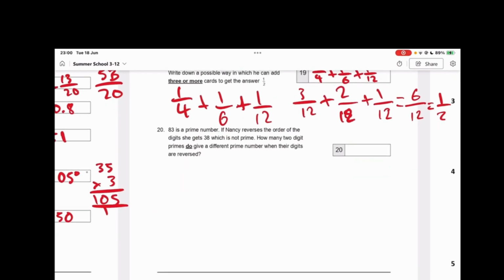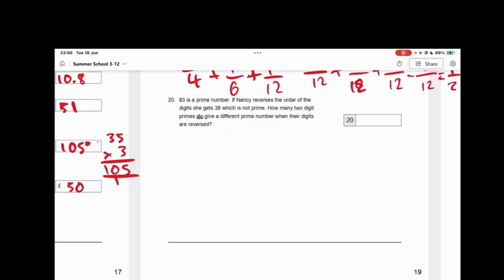Okay, question 20, the final question. 83 is a prime number. If Nancy reverses the order of the digits, she gets 38, which is not prime. How many 2-digit primes give a different prime number when their digits are reversed? Okay, so we need to write out all of the 2-digit prime numbers.